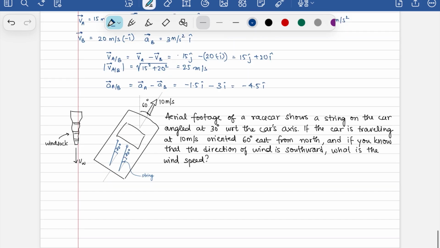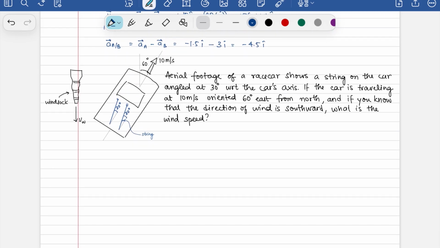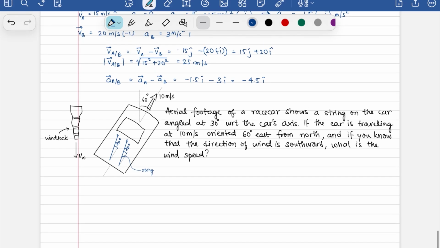It's always a good idea to create a sketch of the vectors that are involved. Okay, I hope that you pause the video and you try to solve it yourself. This is now me solving the problem. So you have that this here is the velocity of the wind. There's the velocity of the wind, you know it's downward.